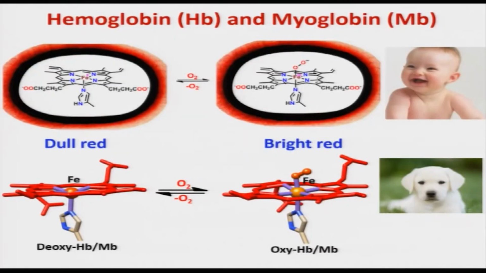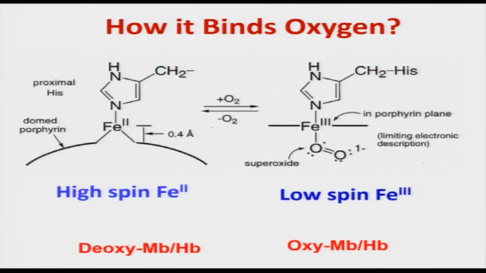The proteins which are responsible for dioxygen transport and storage in our body are myoglobin and hemoglobin. The monomeric unit is shown over here. As you can see, this is the deoxy form, and when oxygen binds it becomes the oxy form. So, what is exactly happening during this transformation? This iron 2 in the deoxy form will convert to iron 3.